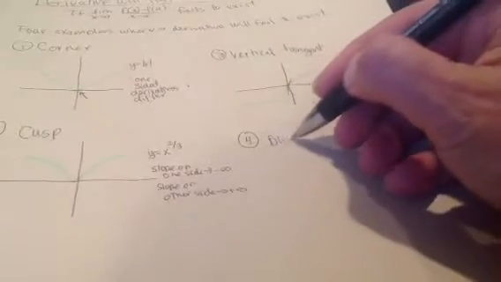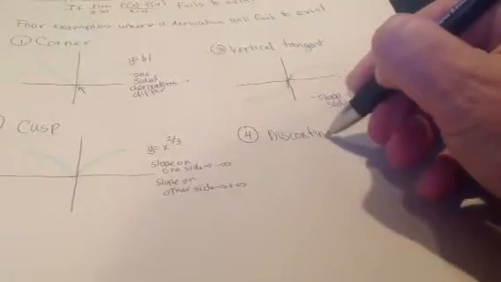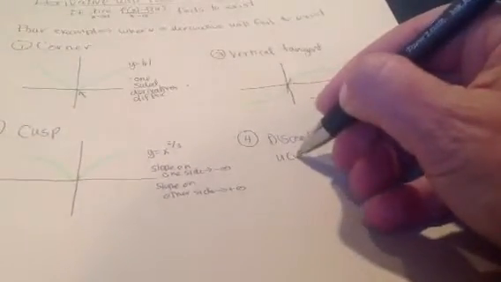Okay. And the final example that we're going to look at for where we're going to have a derivative failing to exist is if the function has a discontinuity. That's a big question about discontinuity, but we're not determining if it's a continuous function or not. We're just looking for points of discontinuity.